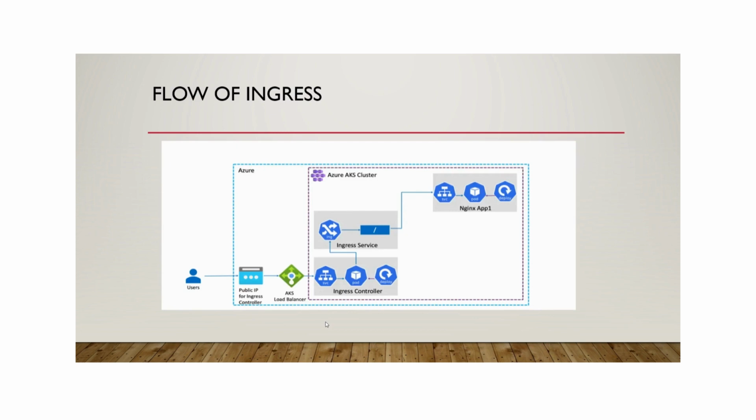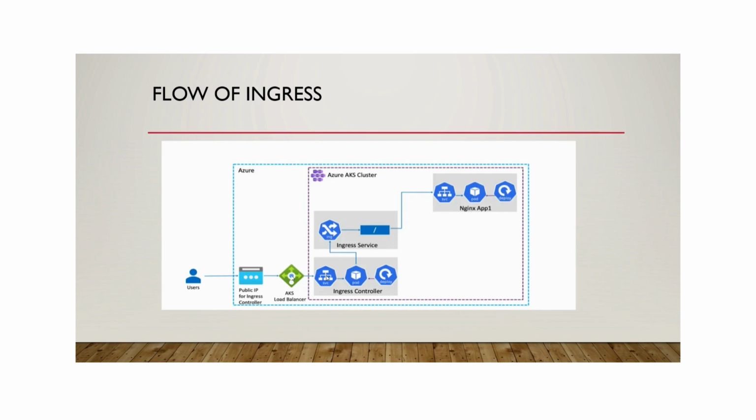So this is the flow of Ingress. There is a user trying to access one of the pods in the cluster. It will use one public IP of the Ingress controller, and through that it will go to the AKS load balancer, which is the external load balancer of the AKS. From there, it will go to the Ingress controller.